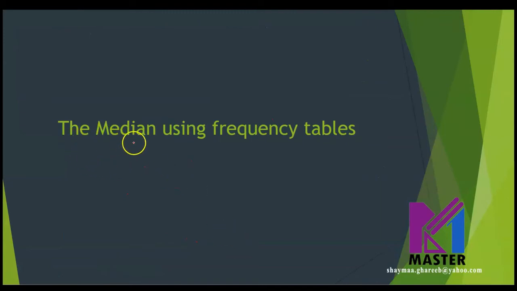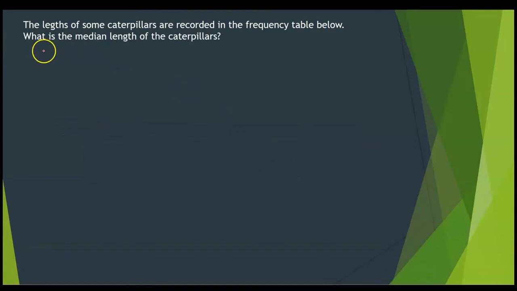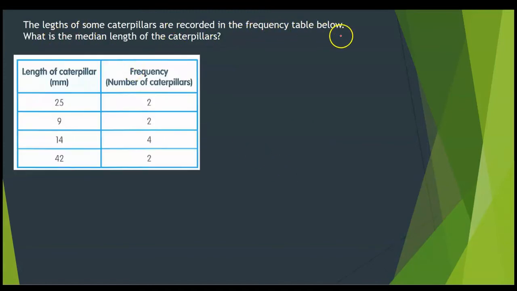Now, let's see how we can get the median using the frequency tables. The lengths of some caterpillars are recorded in the frequency table below. What is the median length of the caterpillars? In this table, as you can see, there are some different lengths in millimeters and frequency. And we said the frequency tells us how many times the number is repeated.